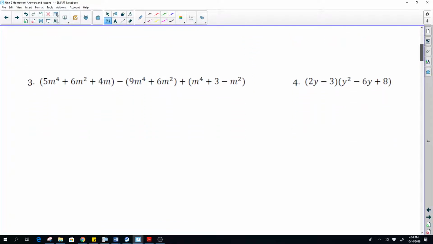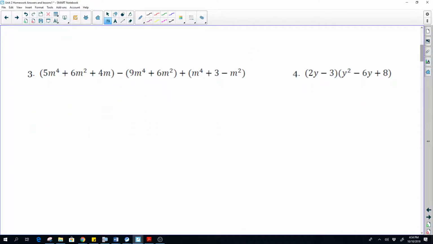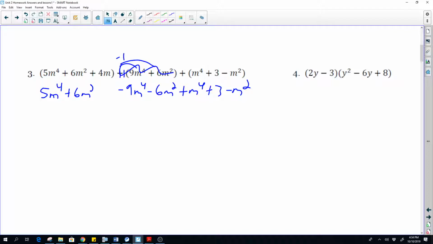Ooh, number 3 is another subtraction and addition. What? So I would go ahead and take that -1, distribute it through, and then we change it to an addition. So this will become a plus, this will become a negative, because we're distributing the negative through. So -9m to the 4th power and a -6m squared. And now we have a plus m to the 4th power plus 3 minus m squared. And so we're just going to combine those now with the 5m to the 4th plus 6m squared plus 4m.